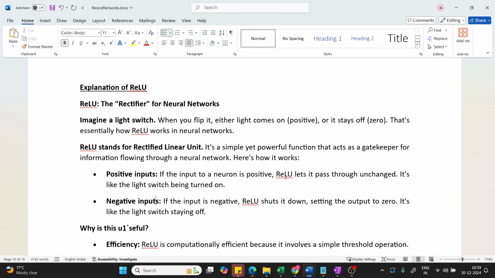And what is a negative input? If the input is negative, then ReLU shuts it down, setting the output to zero. It's like the light switch staying off, right? So it's very simple to understand how it is working. It is working on only two values, 1 and 0. There is no need to think too much about the threshold, a certain limit above which something is accepted or not accepted. That's it.